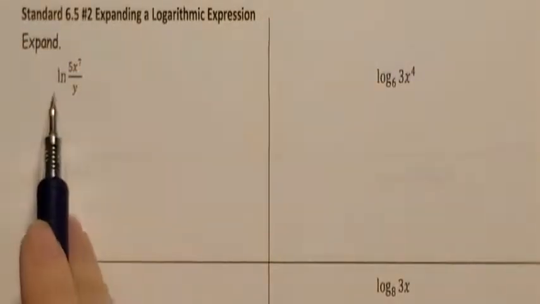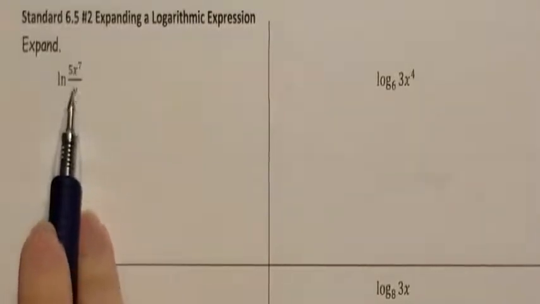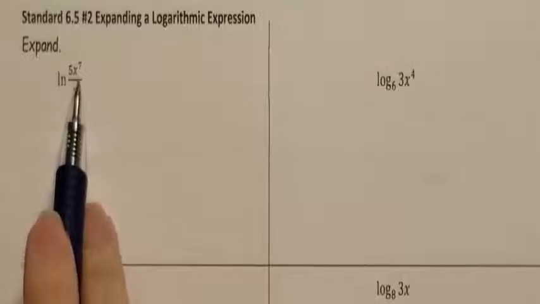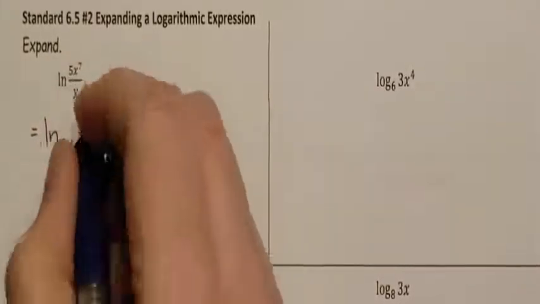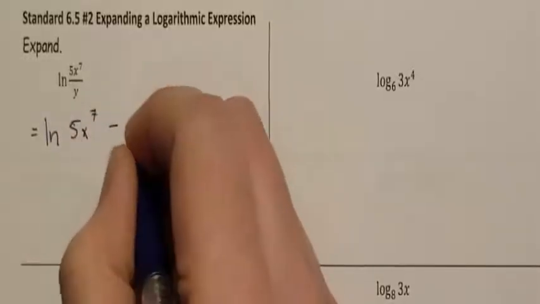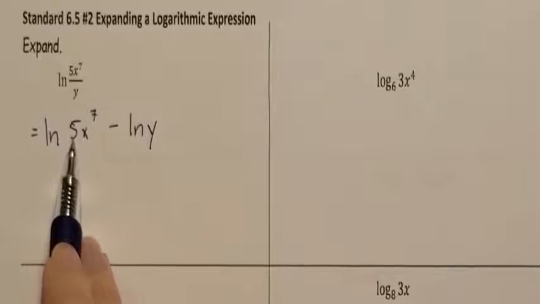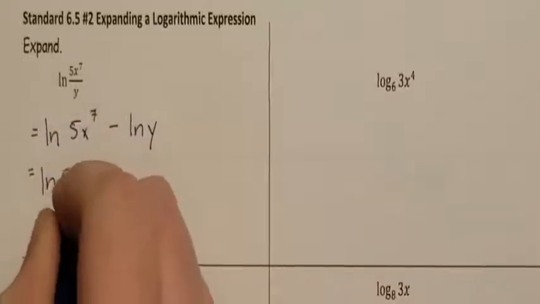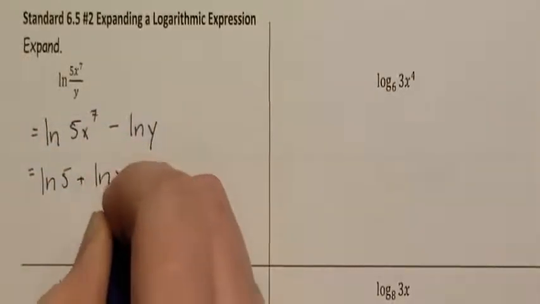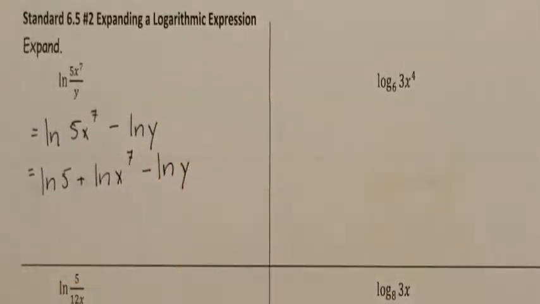So I see that I have a natural log. Looking at my natural log, I see I have two things being divided. So this means I'm going to use the quotient property. So I have the natural log of the numerator minus the natural log of the denominator. Well, now I see I have two things being multiplied. This means I'm going to end up using the product property. The product property separates these two and puts them into adding. So I have the natural log of 5 plus the natural log of x to the 7th. Don't forget, this whole problem is still minusing the natural log of y.